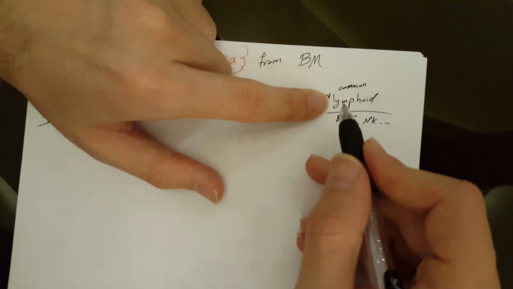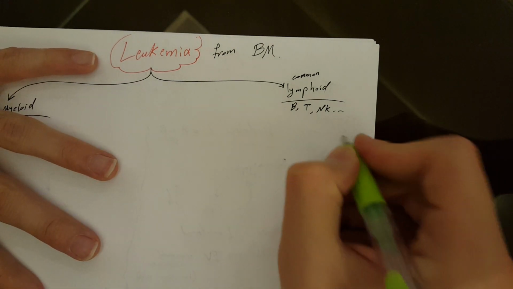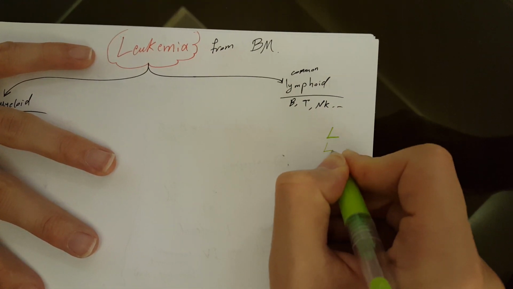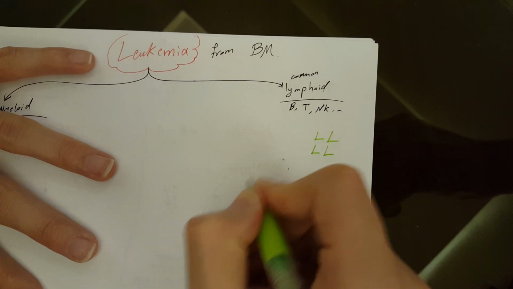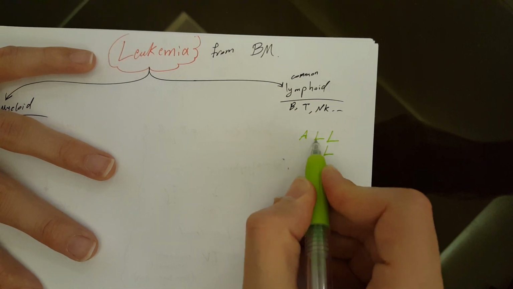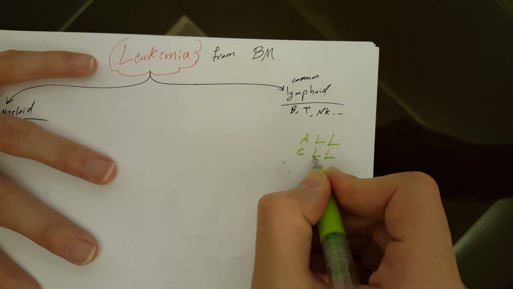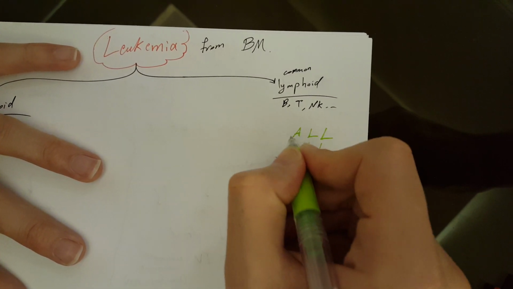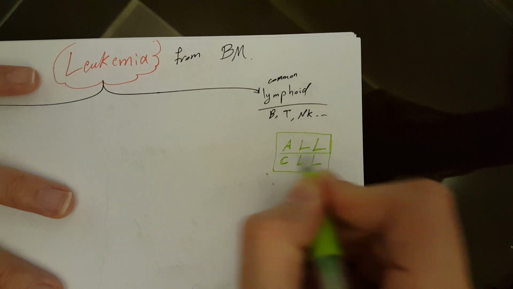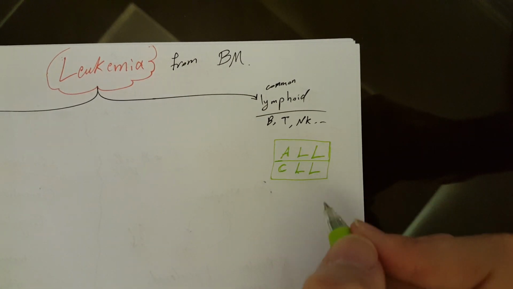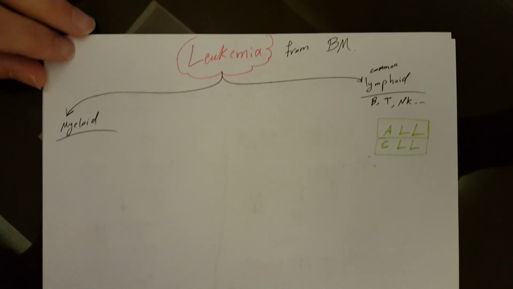Lymphoid, in very general terms, the diseases that you get on this end are leukemias, lympholeukemia. Either it's acute lymphoblastic leukemia or it's chronic lymphocytic leukemia. So from here, you get these two diseases: ALL, CLL. Now on the myeloid side, you can have the following.